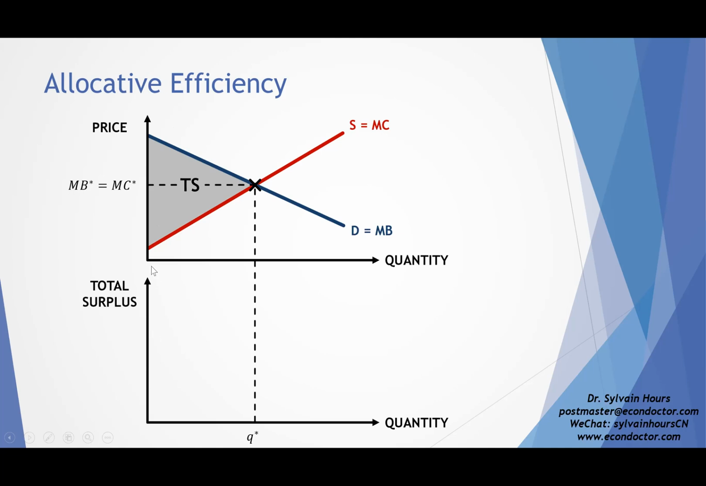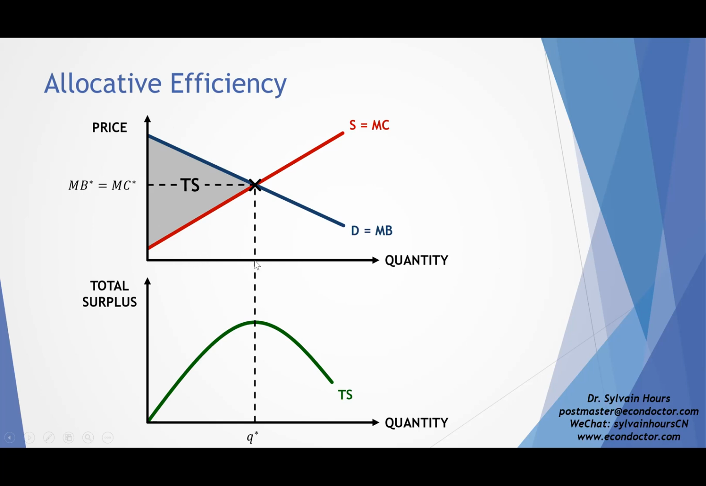And then you draw another diagram below the first one. Same thing, quantity on the horizontal axis, but on the vertical axis, you represent the total surplus. What is the shape of the total surplus? Just like that. At first, if you start from a quantity of zero, if you increase production, your total surplus will increase.